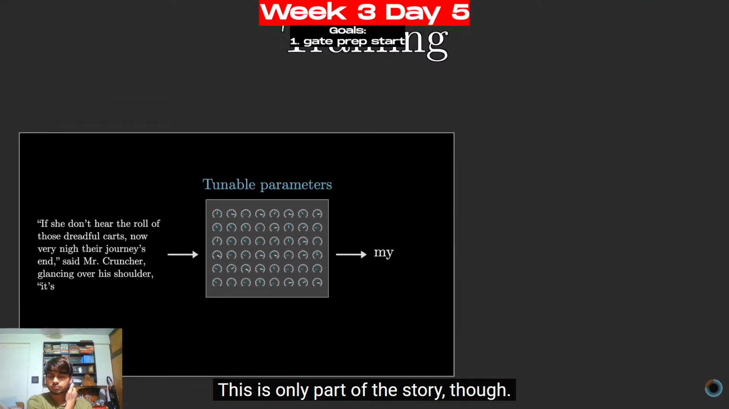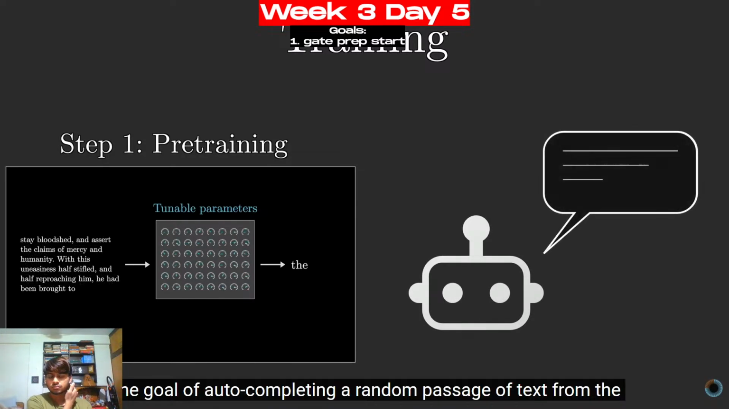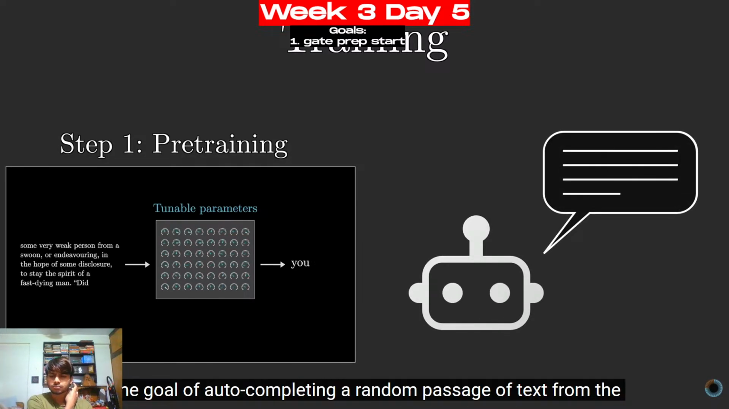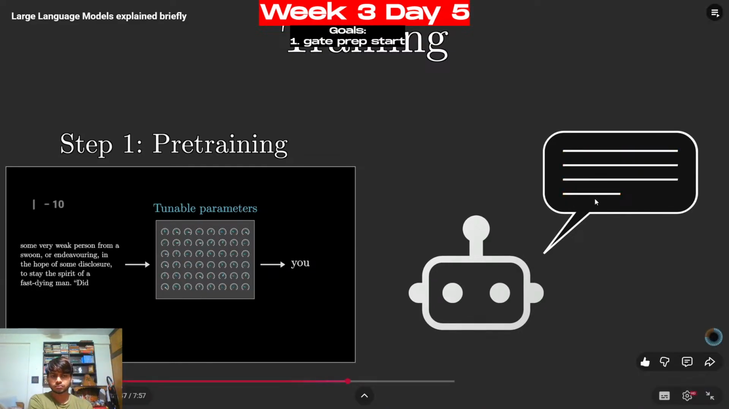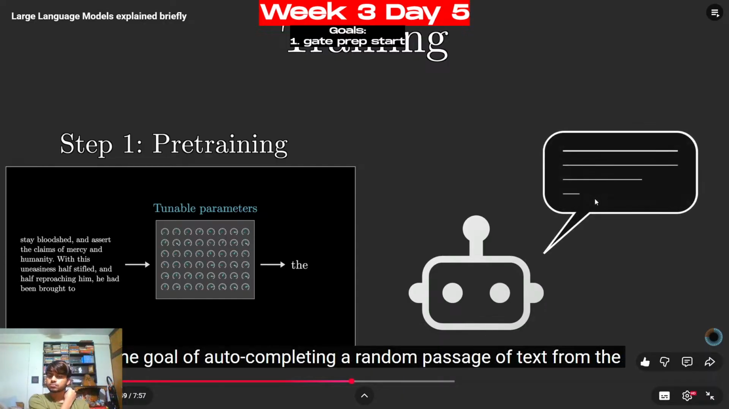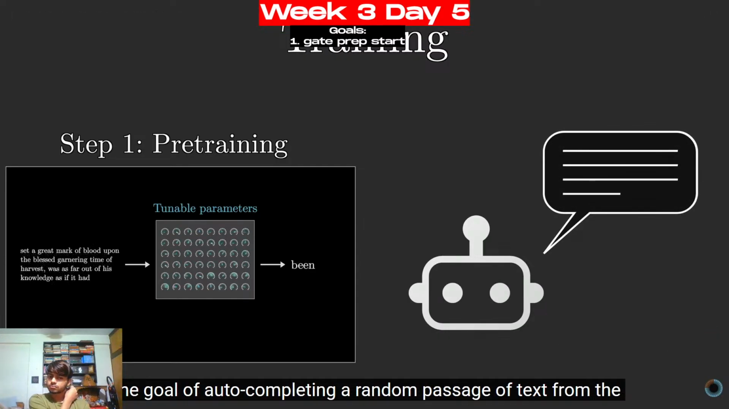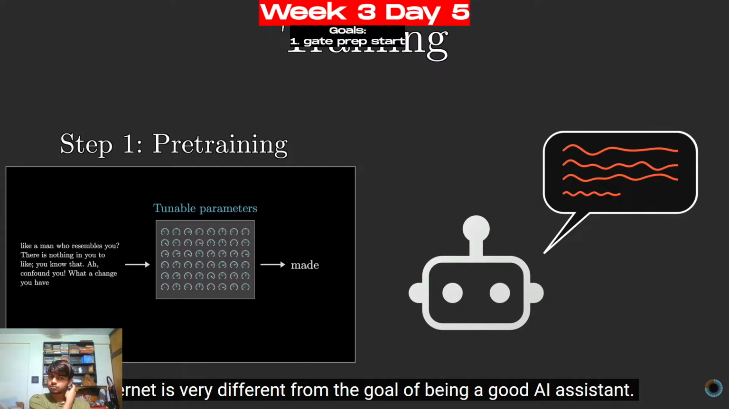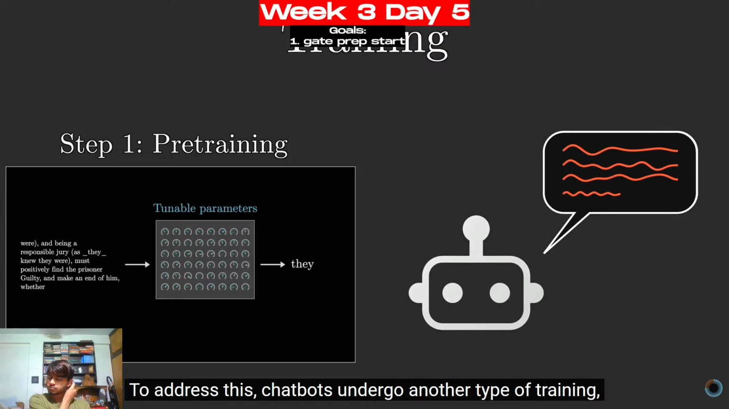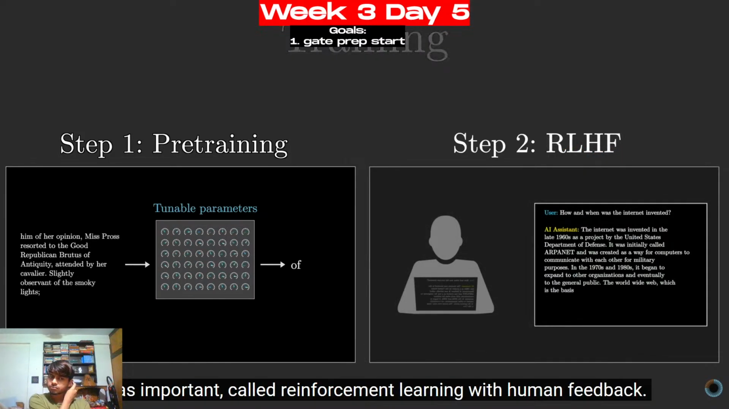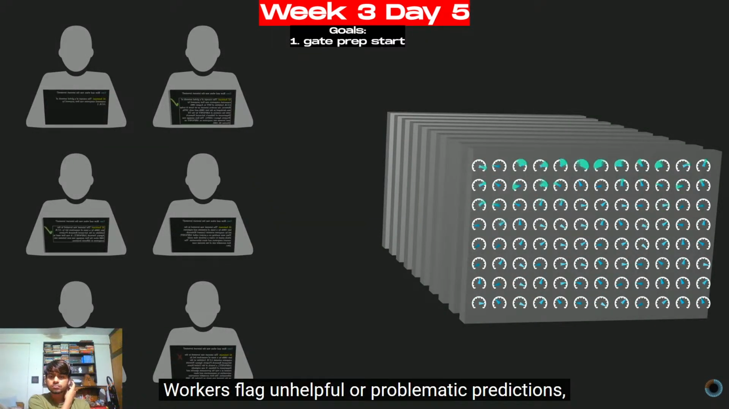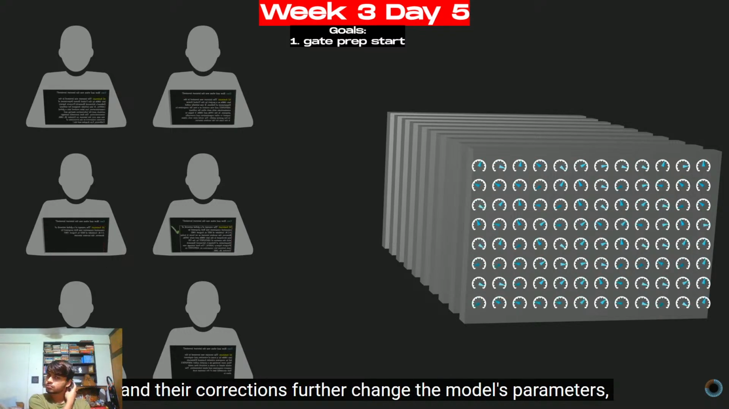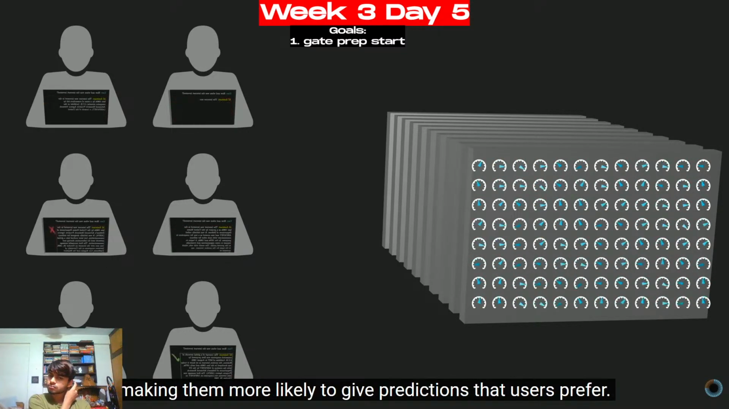This is only part of the story, though. This whole process is called pre-training. The goal of auto-completing a random passage of text from the internet is very different from the goal of being a good AI assistant. To address this, chatbots undergo another type of training, just as important, called reinforcement learning with human feedback. Workers flag unhelpful or problematic predictions, and their corrections further change the model's parameters, making them more likely to give predictions that users prefer.